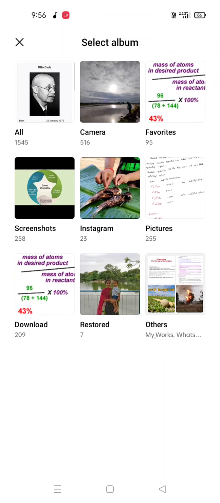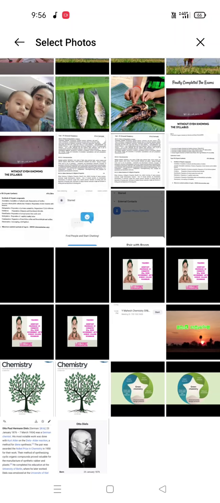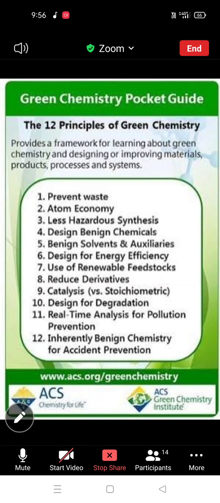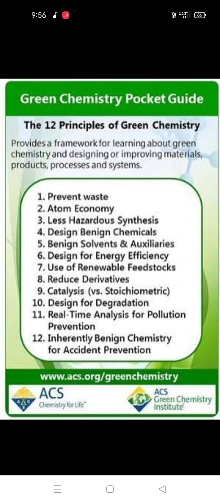So what principles are involved in green chemistry? We have 12 principles in green chemistry. These 12 principles play a key role in green chemistry synthesis. So the first one is to prevent wastage. For example, if you take the reactants, we are getting 100% of the product, with no byproducts. At the same time, atom economy: every atom shall end up in the desired product. For example, there are no losses.